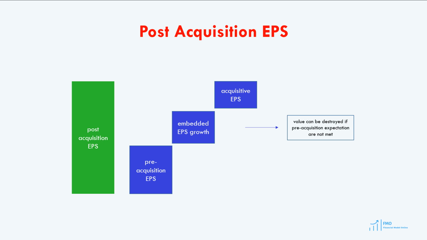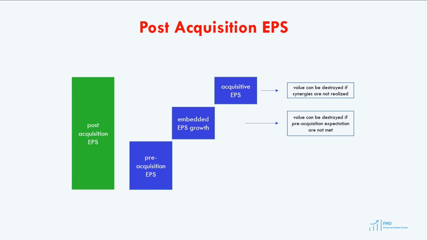And then we've got the acquisitive earnings per share. And this is the earnings per share that will be generated by the combined entity based on operating, tax, and financial synergies. So, even if the market expectations are met with regard to embedded EPS growth, the value can still be destroyed if the bidder fails to realize the projected synergies.